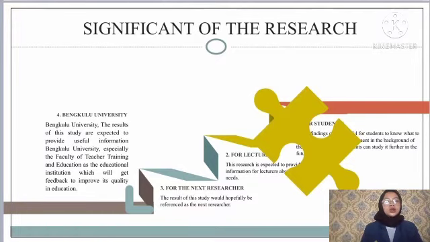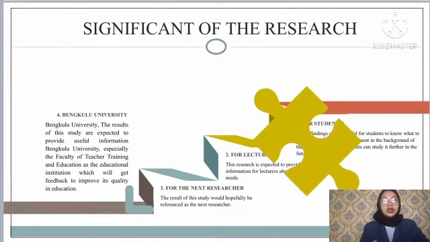For the researcher, the result of this study will hopefully be useful for the next research. For Bengkulu University, the results of this study are expected to provide useful information, especially to the Faculty of Teacher Training and Education, as the educational institution which will get feedback to improve its quality in education.